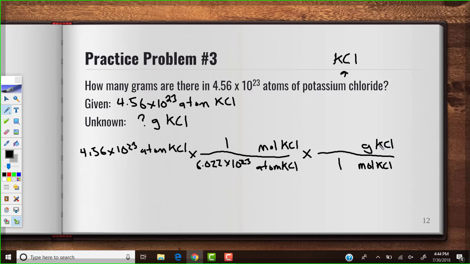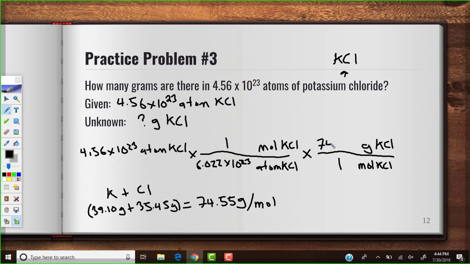Now we're not just given one element, we're given 2. So we need to take the molar mass of K plus the molar mass of Cl. The molar mass of potassium is 39.10 grams. Then we're going to add that to 35.45 grams. So let's do a little bit of math here first. So my molar mass of potassium chloride is 74.55 grams per mole. Okay? 74.55.